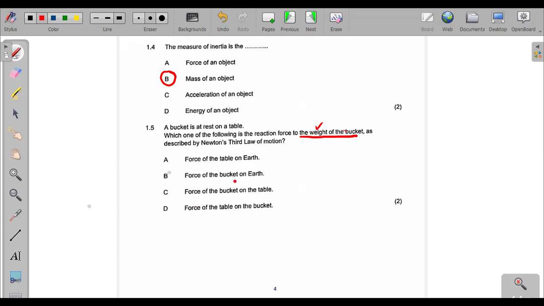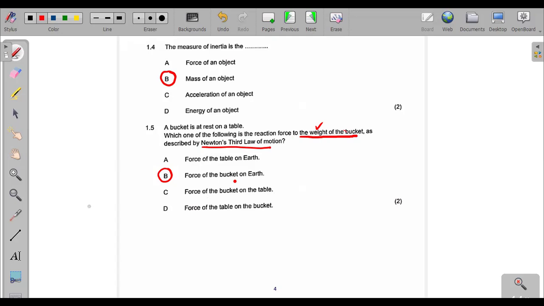So it is 1.5b, relating to Newton's third law, because mind you, these are supposed to be two objects. When object A exerts a force on object B, object B simultaneously exerts a force on object A, equal in magnitude but opposite in direction. So the force equal in magnitude but opposite in direction to the weight of the bucket is the force of the bucket on Earth. It's very important to note that. So 1.5 becomes B.